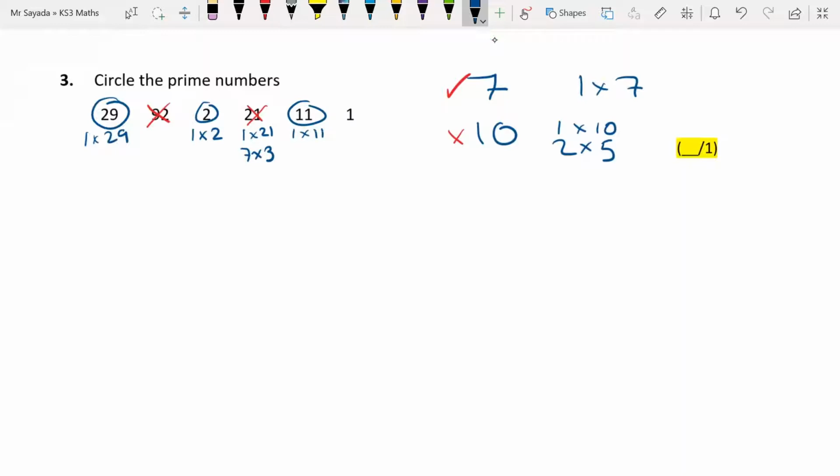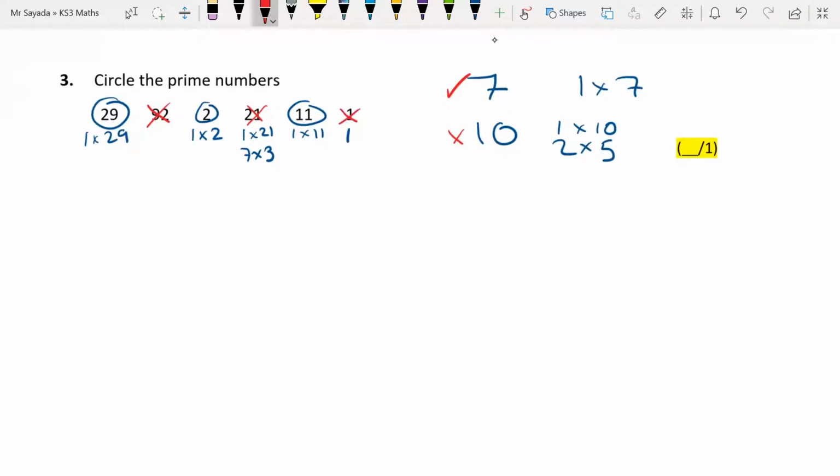1 is not a prime number. Why is 1 not a prime number? Say your answer to the video now. One is not a prime number because it does not have 2 factors. It only has 1 factor. What's the only factor of 1? Say your answer to the video. The only factor of 1 is 1. So it only has 1 factor. And because it only has 1 factor, it's not prime.